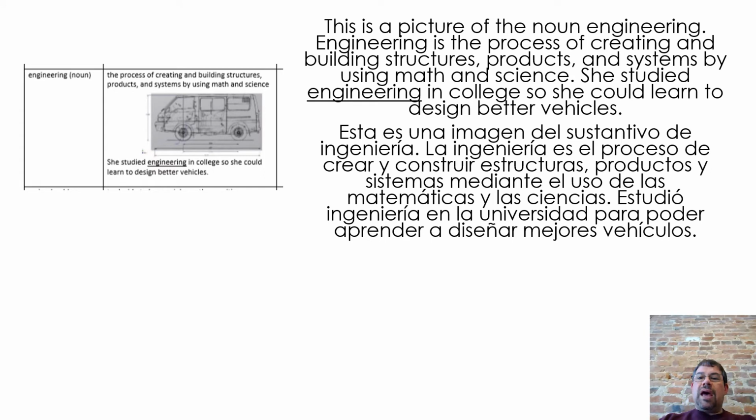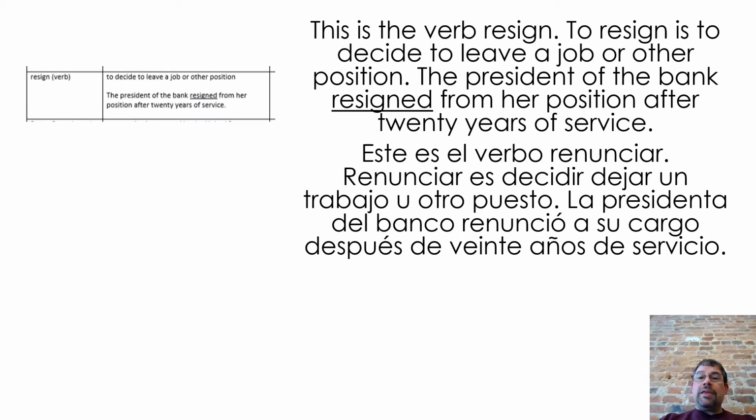This is a picture of the noun engineering. Engineering is the process of creating and building structures, products, and systems by using math and science. She studied engineering in college so she could learn to design better vehicles. This is the verb resign. To resign is to decide to leave a job or other position. The president of the bank resigned from her position after 20 years of service.